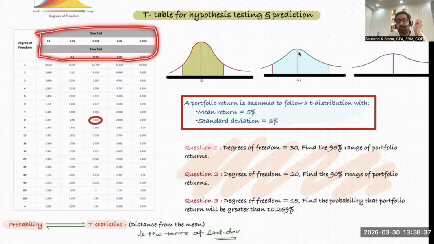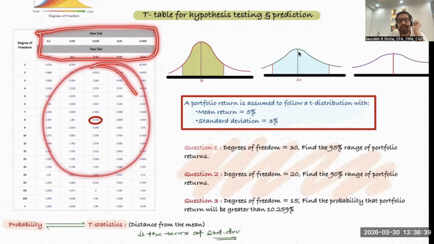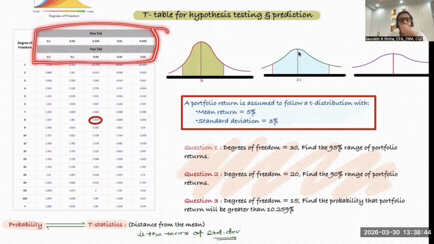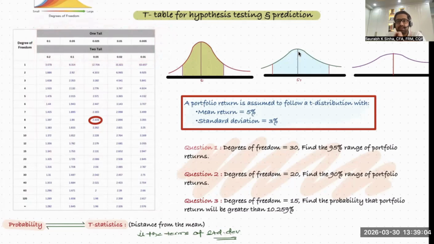In the Z table, if you remember, the probability was in this section. No, in the T table, probability is in the top 2 or top 4 rows. It depends upon whether it is one tail, two tails combined, or only one tail, or only two tail. Generally, you will receive a combined probability for one tail and two tail. Okay, this is the general format.